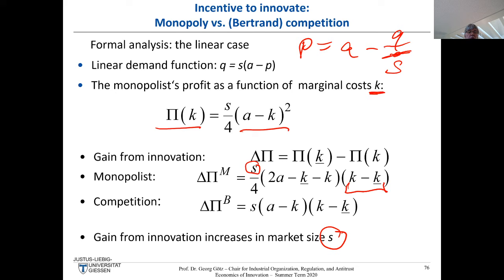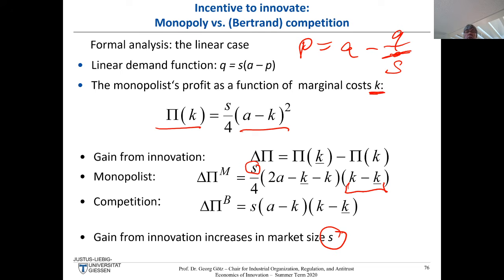Of course, this is a one-shot or static game. If you have, and that's what we will do once we look into patents, a profit stream over more years, you just calculate the discounted sum.